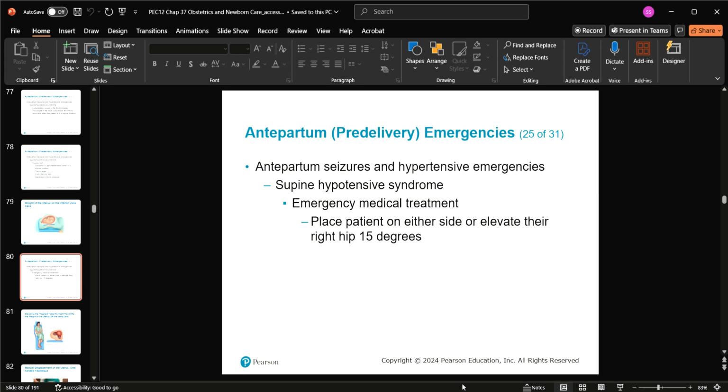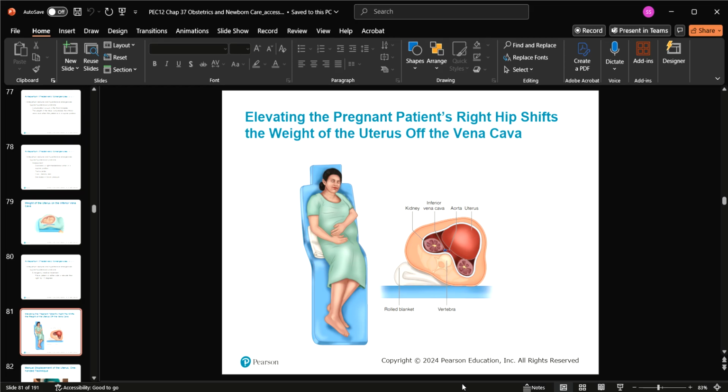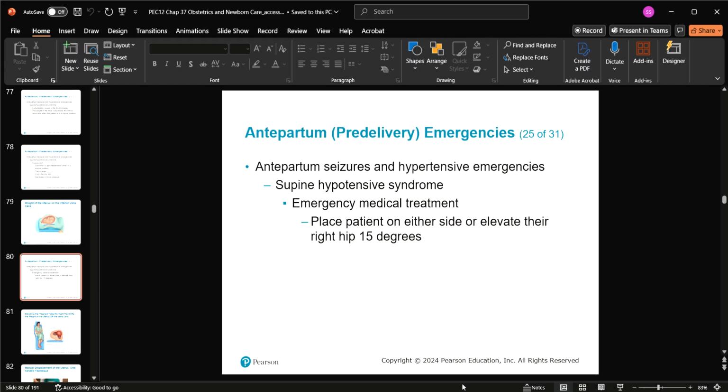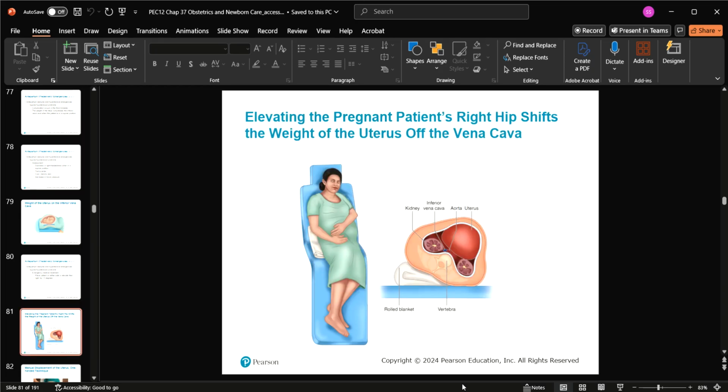All right, so pre-delivery emergencies. How do we treat this? You're going to elevate the patient so that the weight is off of that inferior vena cava, by rolling them onto their left side at approximately 15 degrees. So place a blanket, a towel, multiple towels, or several pillows under them, so that we can elevate the child off of that inferior vena cava.